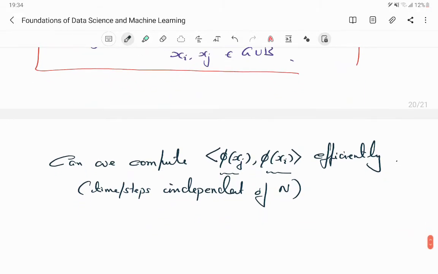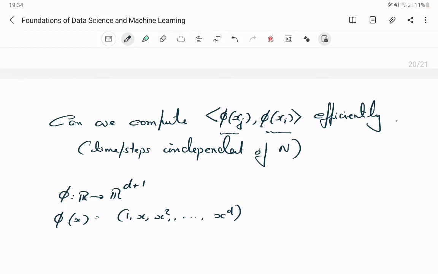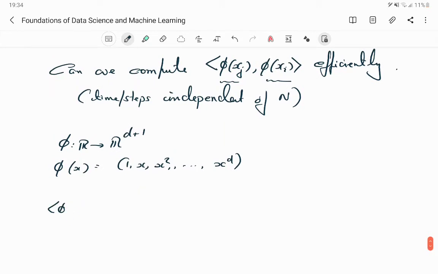Before giving you the formal details, let us take one of the simple kernels that we already studied. We did it from RD to RD plus 1, where phi of x was mapped to 1 comma x squared all the way up to x power d. So in this case, how would the inner product between two vectors after their embedding look like? Phi of x comma phi of y.